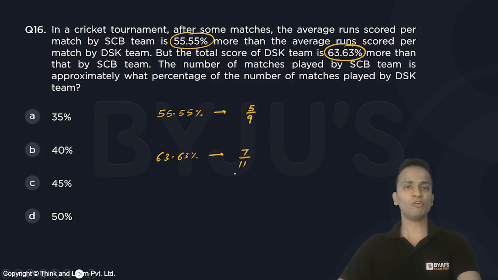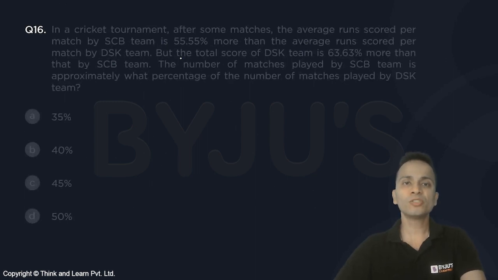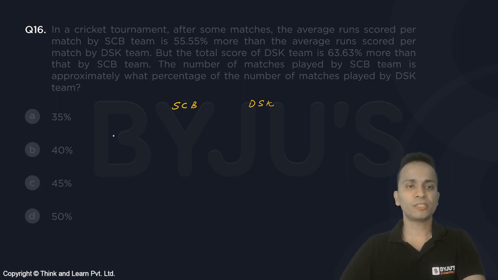Okay. So now be careful with the assumption of these values, because you are given some fractions, and these fractions will make things very easy for you if you know them. So let's solve this one. So we are given two teams, SCB and DSK.